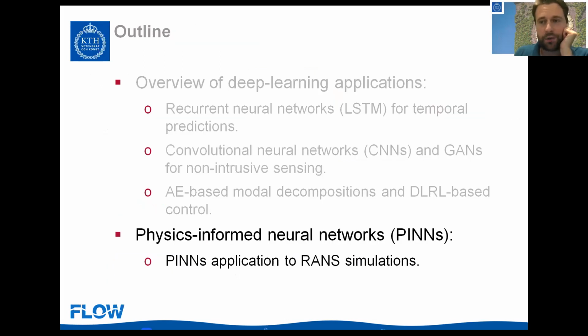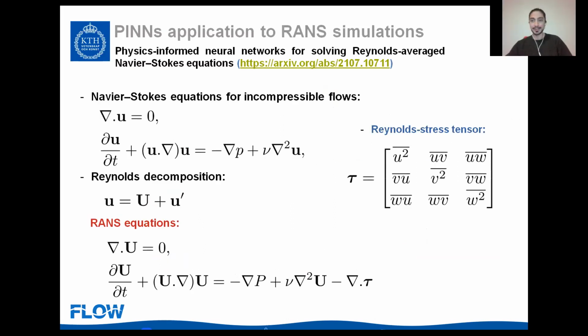and then I give the word to Hamidreza, so he will focus on the PINNs part. Thank you very much, Ricardo, and thank you very much, everyone, for your attention up to this point. I will continue the discussion by talking about our recent work on physics-informed neural networks and the usage of physics-informed neural networks for solving Reynolds-averaged Navier-Stokes equations. So this is the work that we have done in this research article, and you can find it online in arXiv. All the details that I'm going through are available in this article.